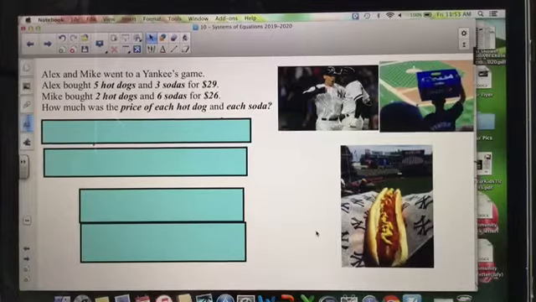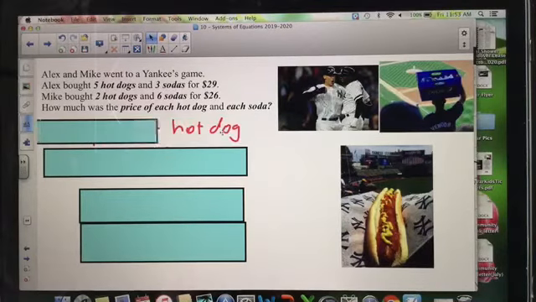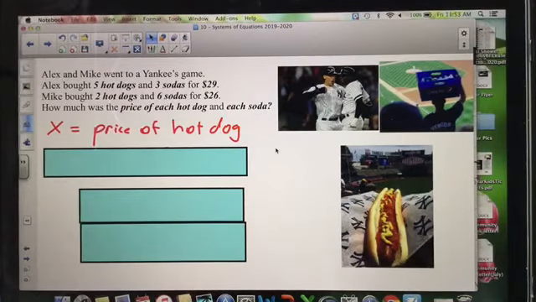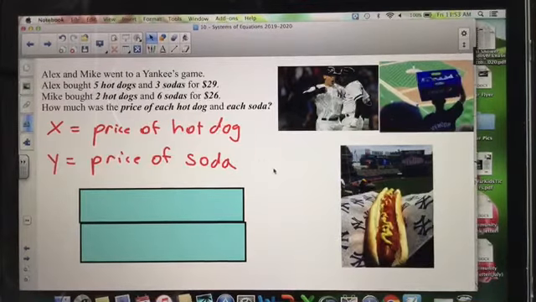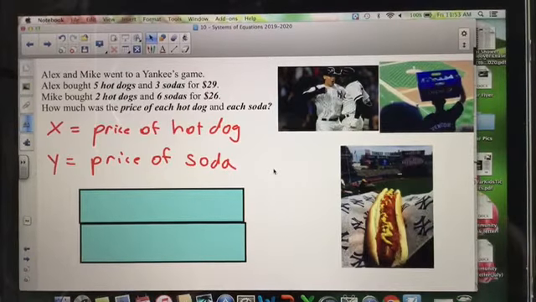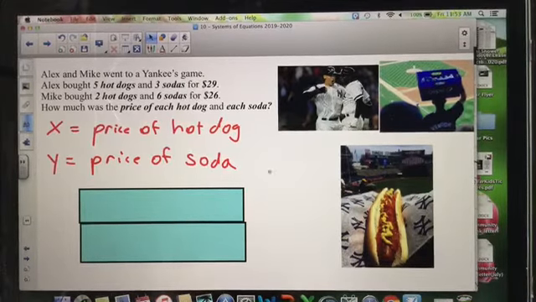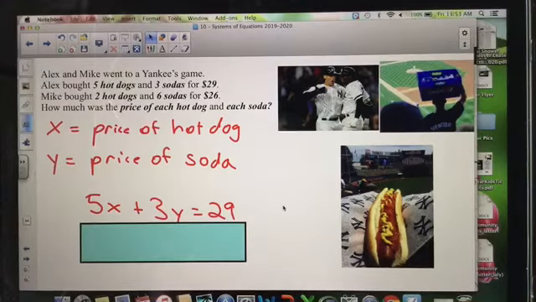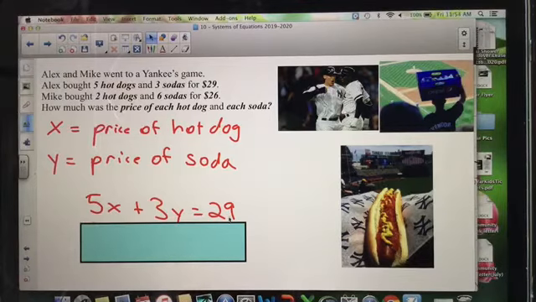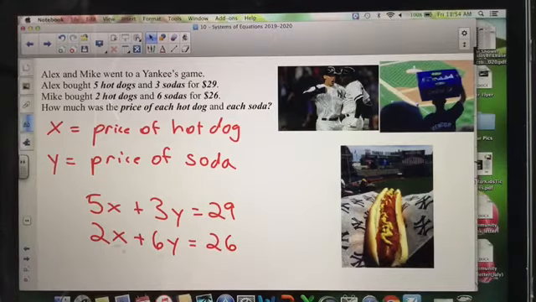So we have two unknowns. Okay? So we let one, the price of the hot dog, be x. And the other, the price of the soda, be y. And with Alex and Mike, we have two different scenarios that we can build equations for. So here we have our first equation, Alex's equation, that he buys 5 hot dogs and 3 sodas and spends $29. And then Mike's equation, that he buys 2 hot dogs and 6 sodas and spends $26.